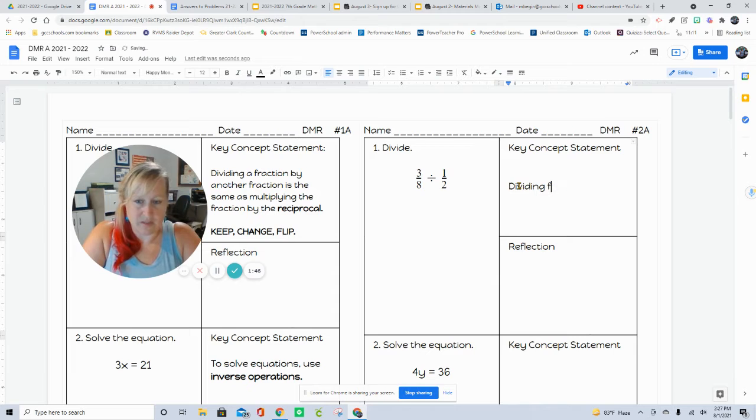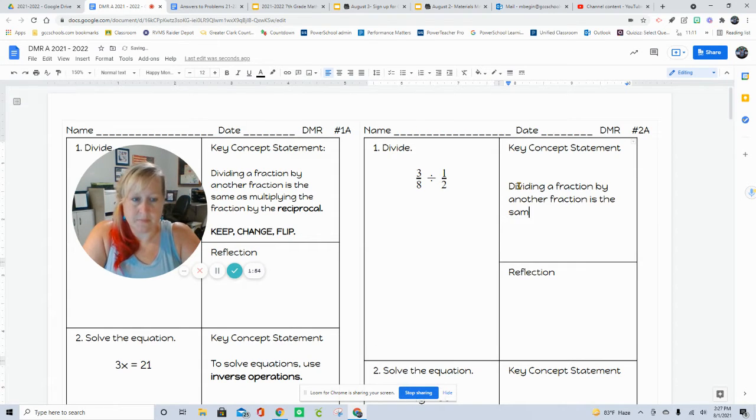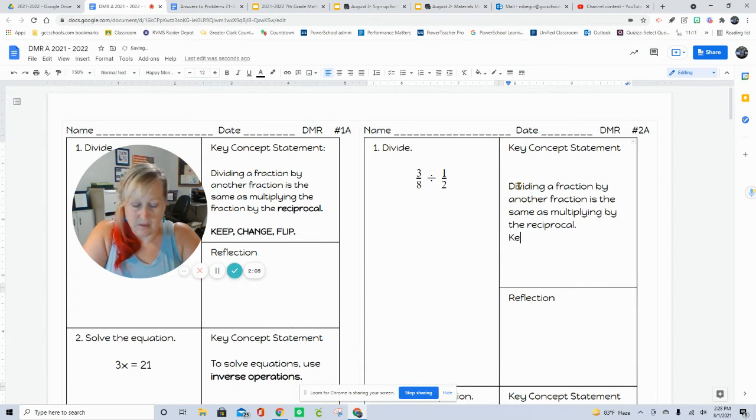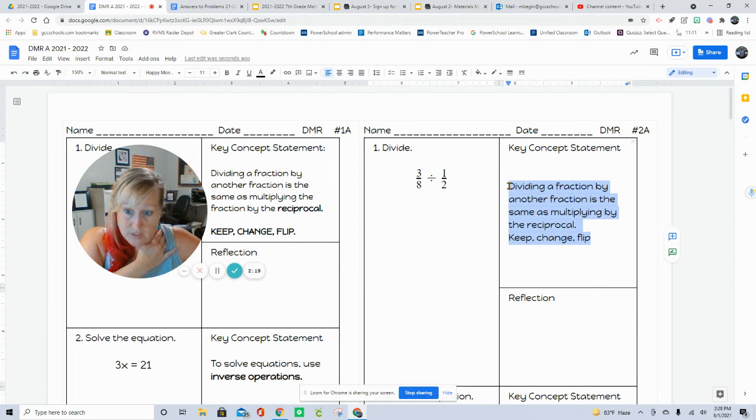Well, say the right thing. Dividing a fraction by another fraction is the same as multiplying by the reciprocal. Keep, change, flip. What I want you guys to notice, because I'm not going to type this every single time, is that I am copying this right here over to here. So you don't really need to look at my board. You're going to look at your piece of paper and you're going to copy what it says there.